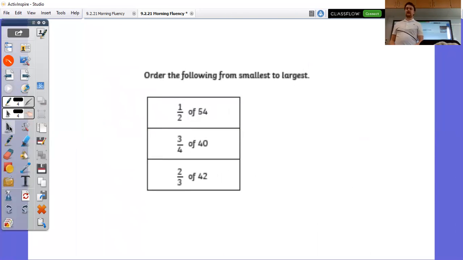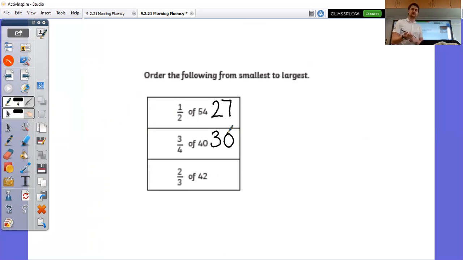Let's have a look at our last challenge. So we're looking at halves and quarters of amounts this time. Half of 54 means that we need to split 54 into 2 equal groups, which means that we need to divide it by 2. So that gives us 27. 3/4 of 40 means that we need to split it into 4 equal groups and then count 3 of them. So 40 divided by 4 is 10, and then 3 lots of 10 is 30.